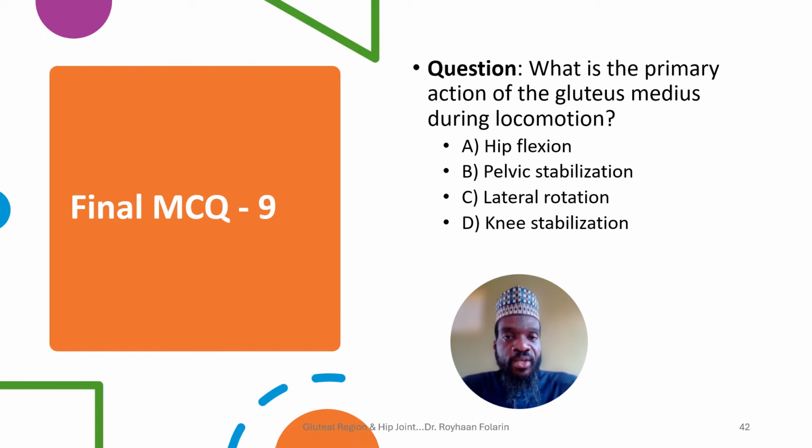And this is the final MCQ. So let's see who has been paying attention. What is the primary action of the gluteus medius during locomotion? Is it the flexion of the hip? Is it stabilization? Is it lateral rotation? Or is it stabilization of the knee? So remember, we've had 9 in total now, and I'm waiting for the first 5 students to drop their correct answers compiled in the comment section. So let's see who gets them all right.